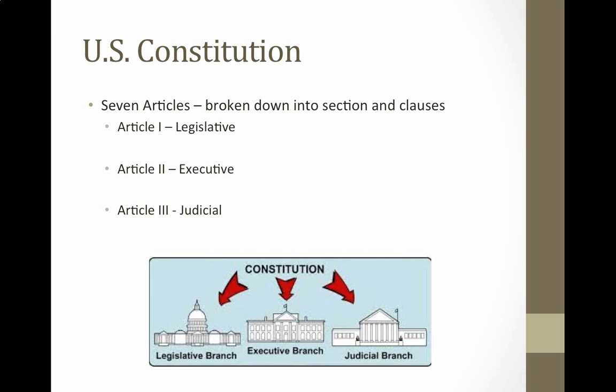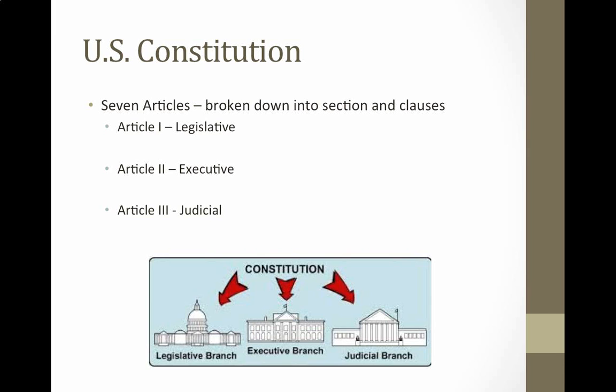Or Article 4, Section 4, which we've already talked about, which guarantees a Republican form of government. So each one of the articles is a main topic, and then the articles can be broken down into sections, and then the sections can be broken down into clauses. And as soon as I go through each one of the articles, I'm going to pull up a copy of the Constitution. I'm actually going to go through this with you.